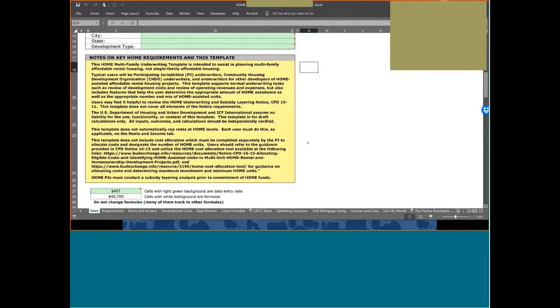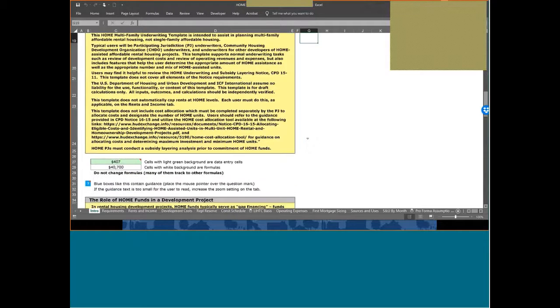This narrative discussion here points out something that Les said earlier, which is that this template is not required, but it will help you to comply with many, but not all, of the applicable HOME regulations with regard to investing HOME funds in multifamily deals. And Les already covered a couple of points about what's not in here. Obviously, there's no cost allocation analysis or computation integrated into this, but there is a separate tool available on the HUD Exchange if you want to do that. I'm going to go down to a couple of pieces of advice here.